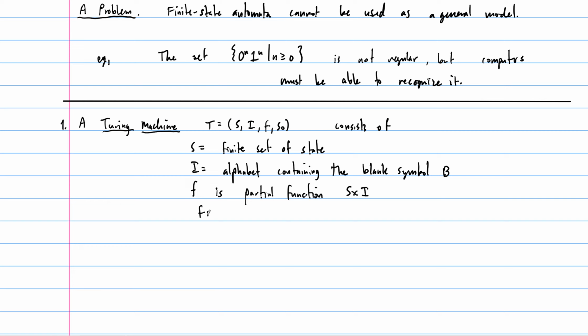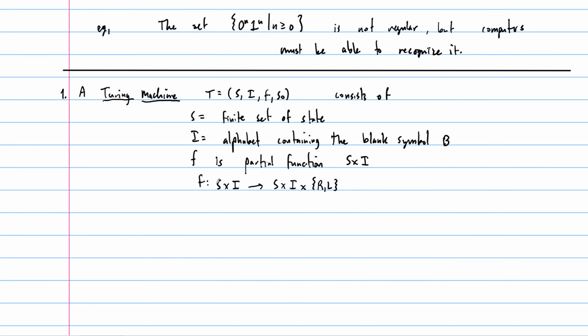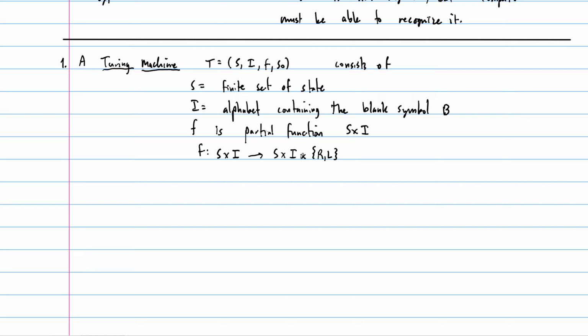But the way f works is f is going to take in a state and an input, and it's going to give back a new state, a new input, and it's also going to give back what we're going to call a direction. And the direction set is just left and right. So right and left are the 2 different directions. So it's going to be a transition function like the kind that we're used to, where it takes a state and an input, it gives back a new state and a new input, and it also gives back, though, a direction as well. All right, and of course S naught is our starting state.